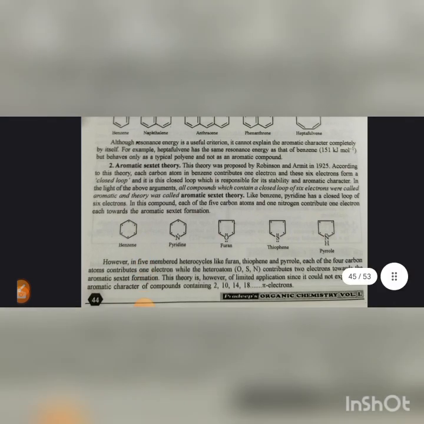Second is the aromatic sextet theory. This theory was proposed by Robinson and Armit in 1925. According to this theory, each carbon atom in benzene contributes one electron, and these 6 electrons form a closed loop, and it is this closed loop which is responsible for its stability and aromatic character. In the light of the above arguments, all the compounds which contain a closed loop of 6 electrons were called aromatic, and the theory was called the aromatic sextet theory.